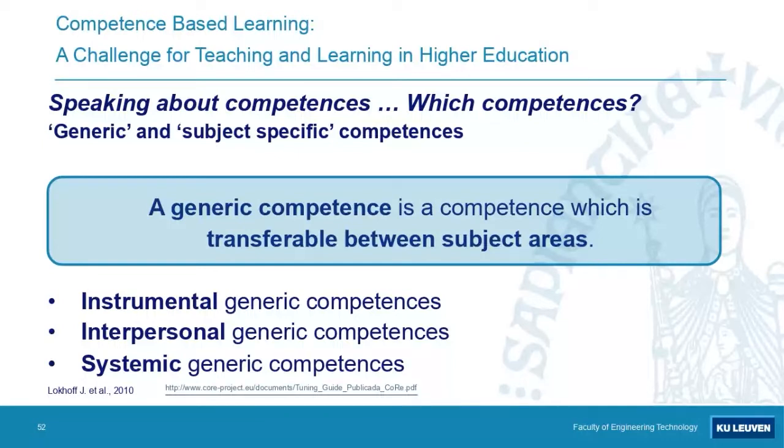We have interpersonal generic competences, which define how we perform our interpersonal relations in a working environment. And we have systemic generic competences. That is how we can follow the strategy of that group, of that profession.